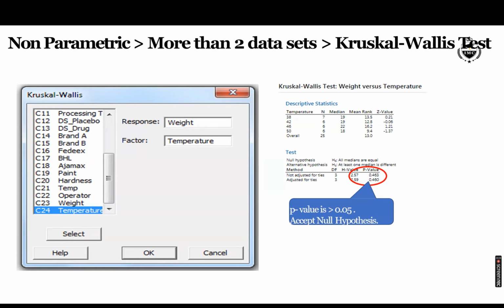So the point was, if the reality is null and it is proved not null, that means the reality is he is innocent. I told you null means innocent. The reality is he is innocent, but proved that he is guilty. That is the biggest mistake in the judgment. That is called a type 1 error or an alpha error.